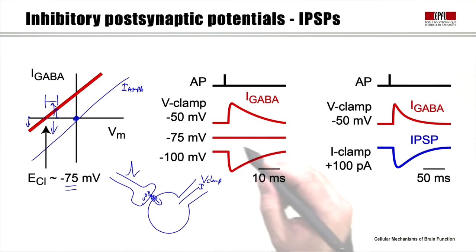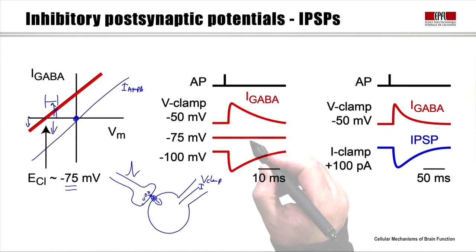And it's linear and symmetrical around the reversal potential, with the time course of around 10 milliseconds, just as we saw for the isolated receptor with the 1 millisecond pulse of GABA. So that's the synaptic GABA conductance that tries to bring the membrane potential to around minus 75 millivolts and has a time course of some 10 to 20 milliseconds.